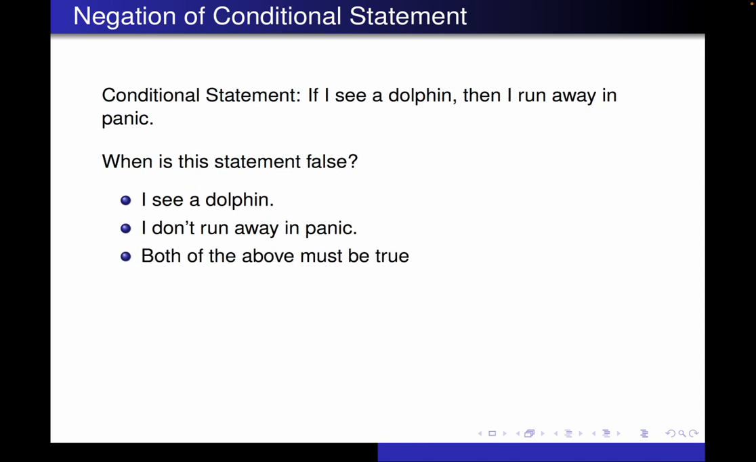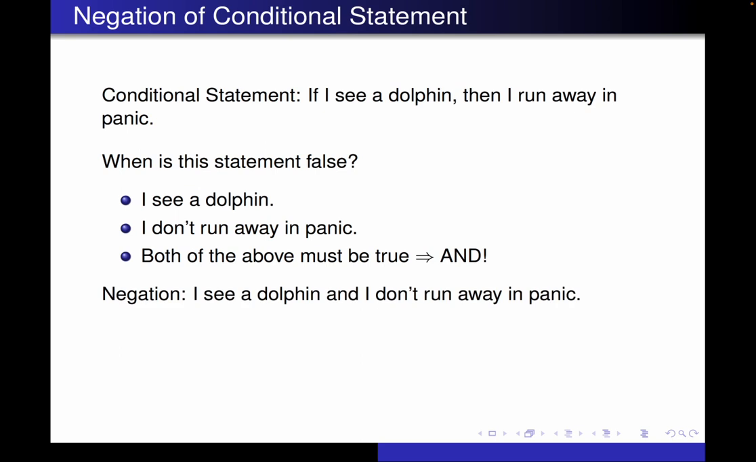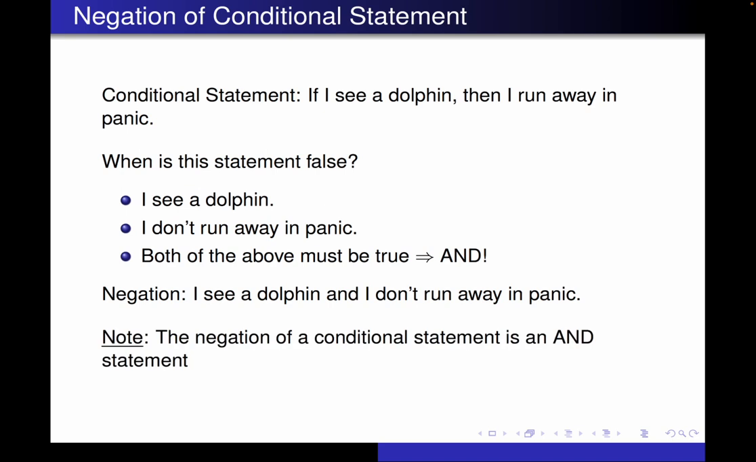And not only that, but both of those statements have to be true. It has to be true that I see a dolphin, and it has to be true that I don't run away in panic. And once again, that's an and statement. Both of those things have to be true in order for the negation to be true. Which means the negation of "if I see a dolphin, then I run away in panic" has to be: I see a dolphin, and I don't run away in panic. And notice what you don't see in that negation. You do not see an if, you do not see a then. So when you negate a conditional statement, you get an and statement, not a conditional statement. It should not have an if or a then in it, only an and.